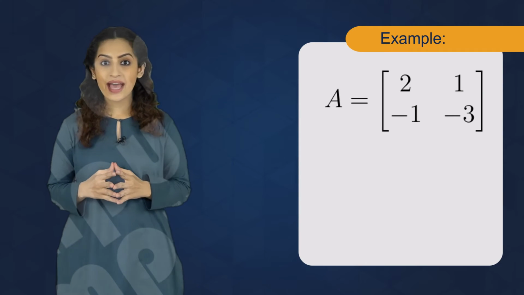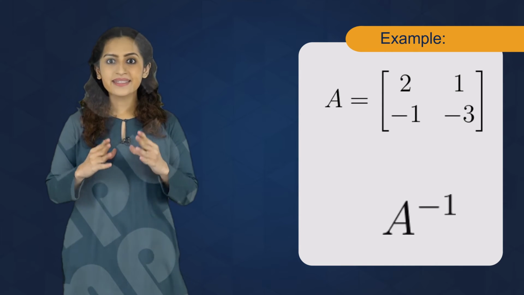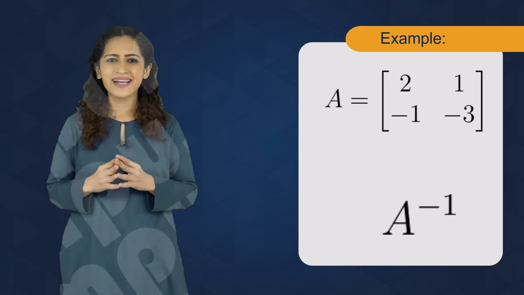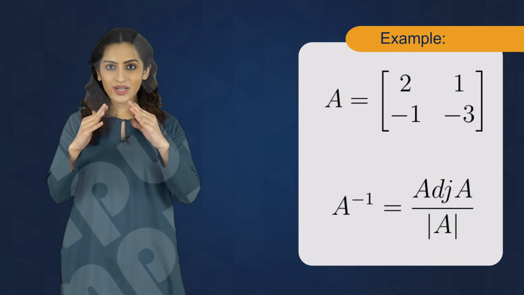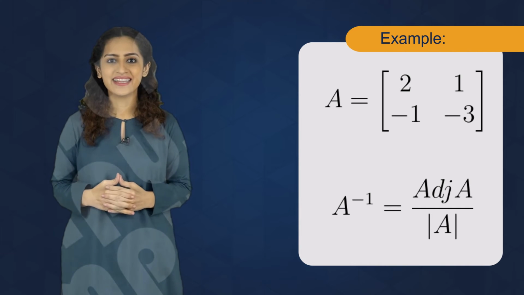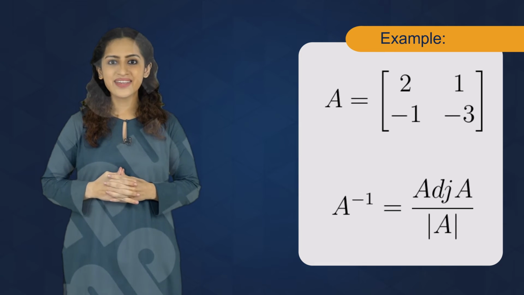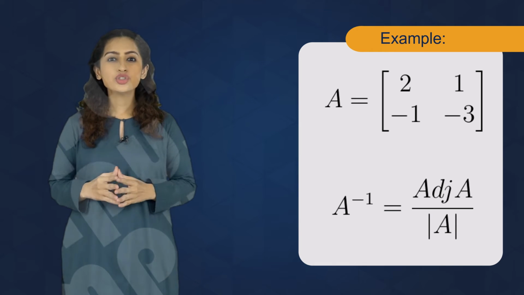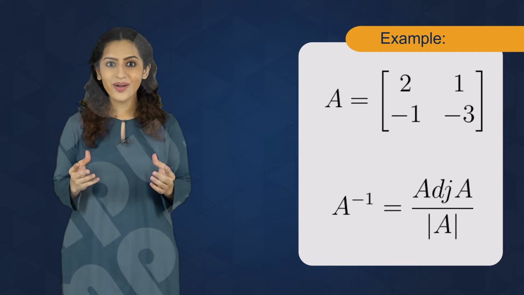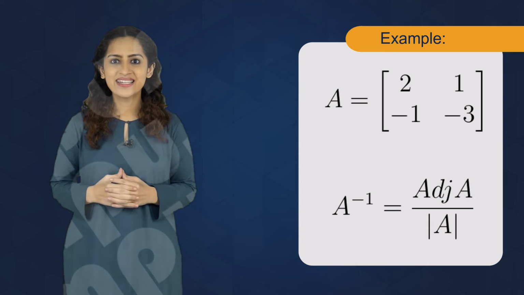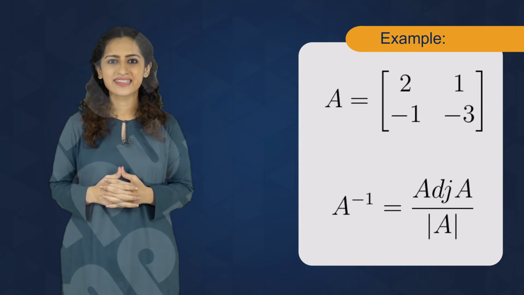On this side, we have a 2 by 2 matrix A. I'm going to find its inverse, and we have already discussed that the formula of inverse of A is equal to adjoint of A over determinant of A. To use it, we need to find the adjoint and the determinant of A. However, you should always find the determinant first, because if it is 0, then the inverse cannot be calculated, and we stop right there, which saves us a lot of time.